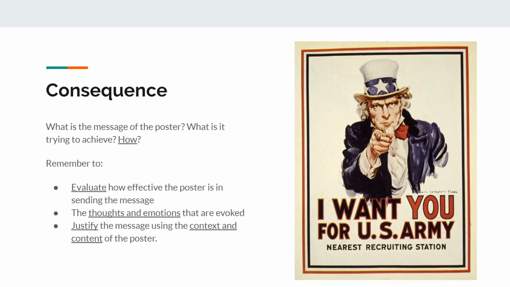So the steps I would recommend you take: evaluate how effective the poster is in sending the message. Combine the elements together. Think about the context and the content. What is it about this poster which actually encourages people? Why not have just the words "join the army"? Why have a cartoon of Uncle Sam pointing at you? So think about the thoughts and emotions which are evoked, and think about justifying this message using everything you've covered already.